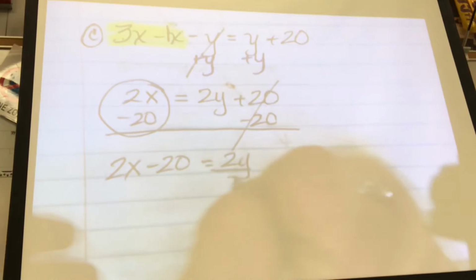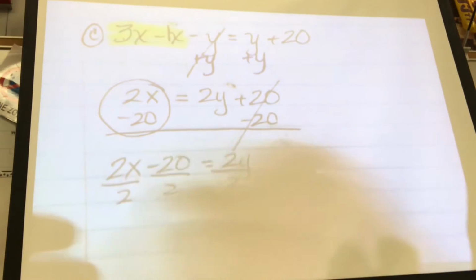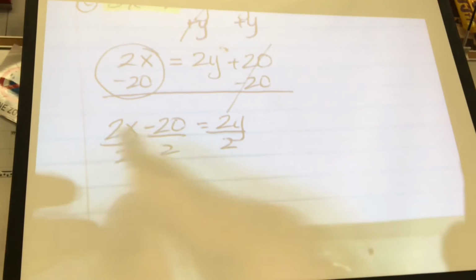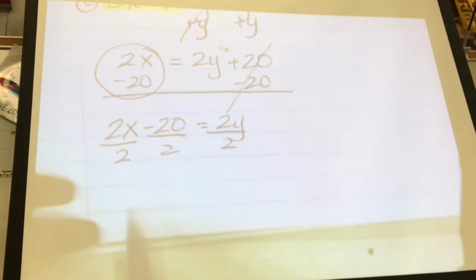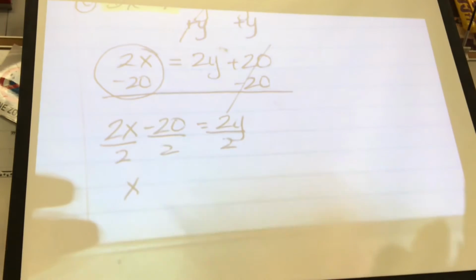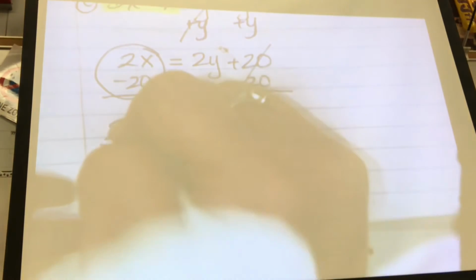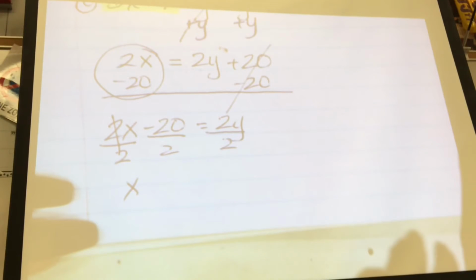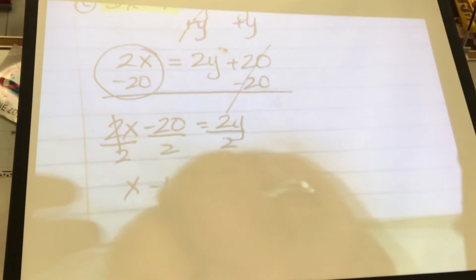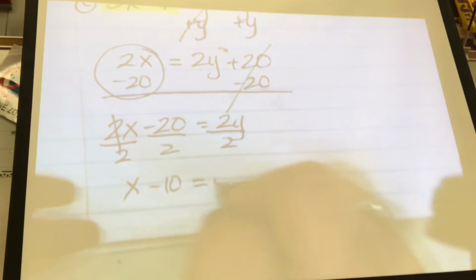Divide everything by 2. Ben, can you tell me what happens when you divide everything by 2? Oh, x, okay. 2 cancels, right? Not the x, right? 2. Then it's negative 10. Yep. x minus 10 equals y. All right.